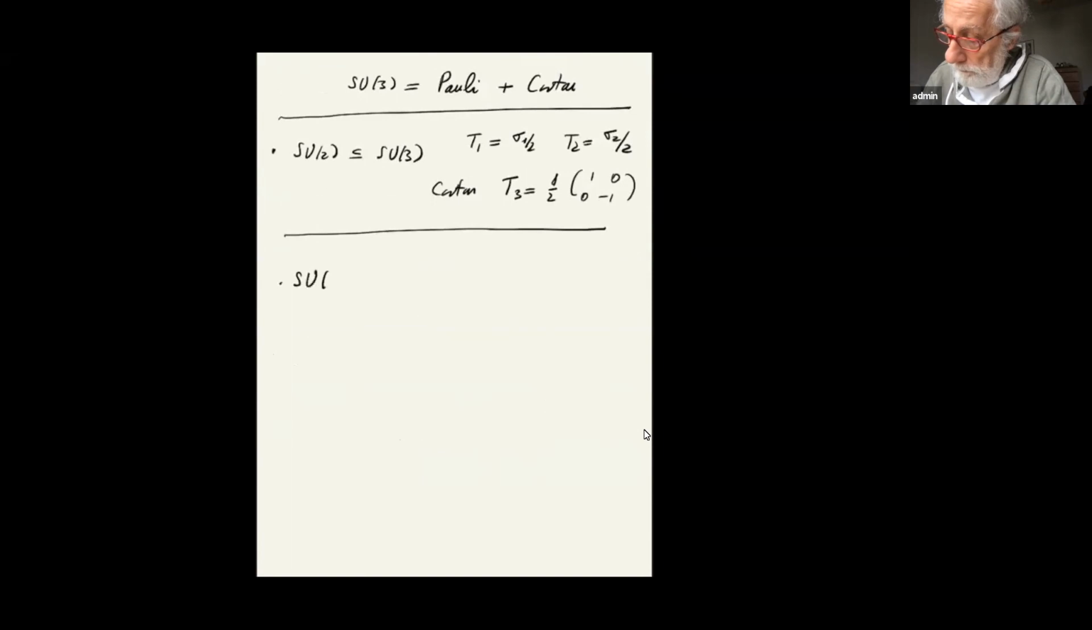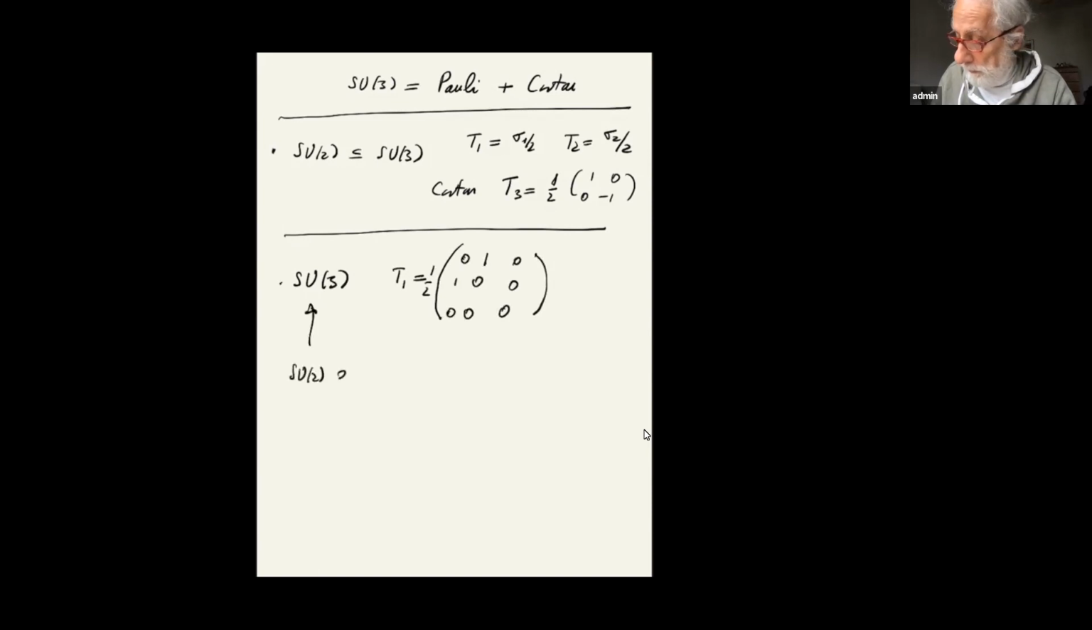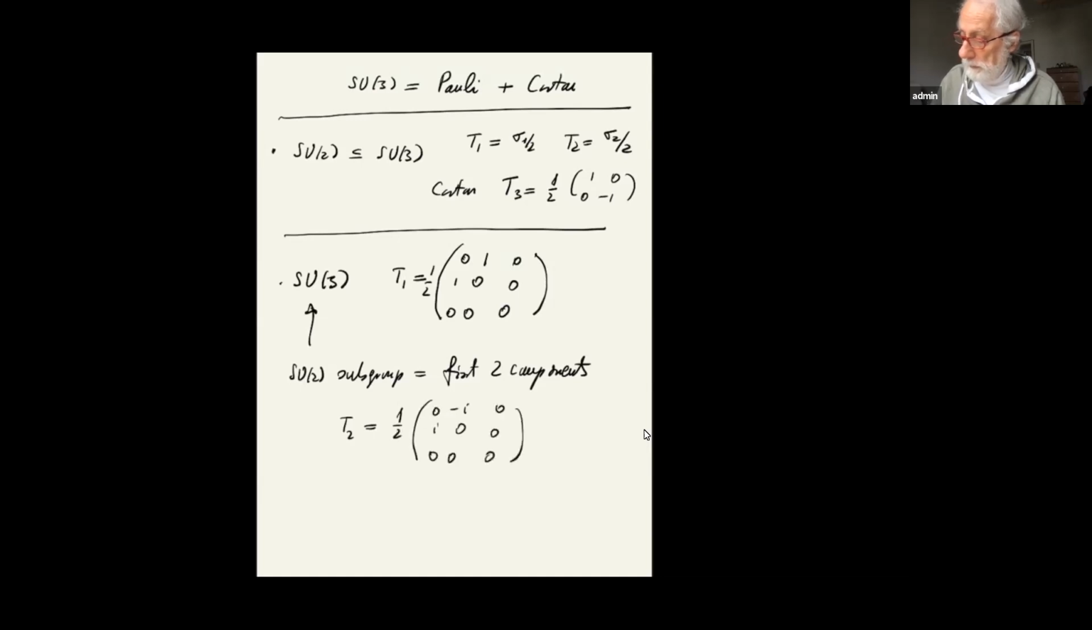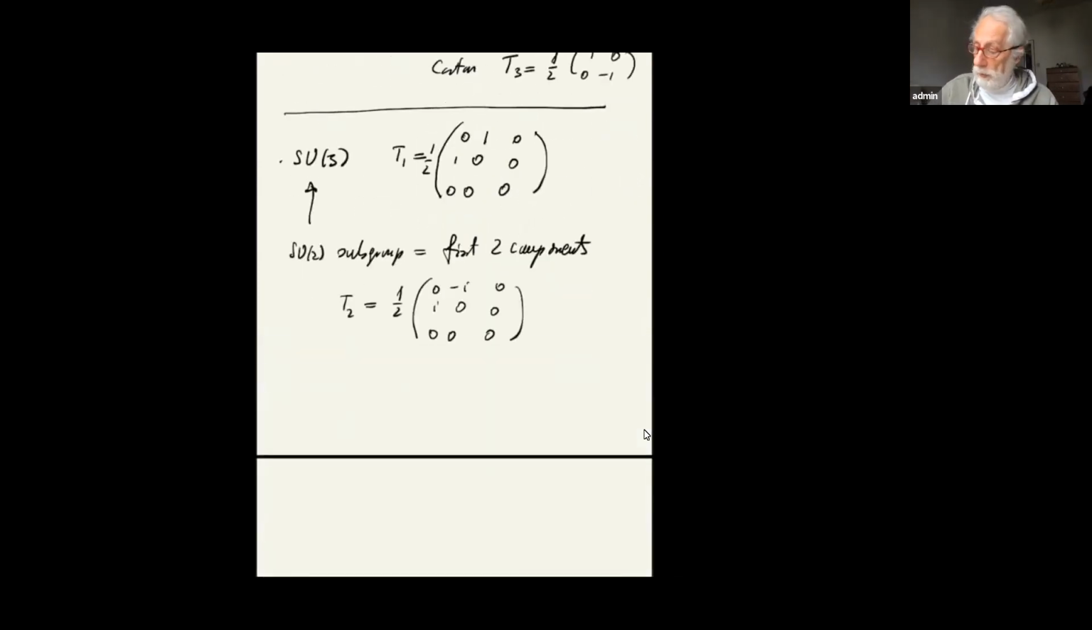So in SU3, I'll start with T1, which will be almost sigma 1. I'll put it because SU2, I've decided. So the SU2 subgroup is the first two components. Then the rest follows. So T2 is 1/2 times 0, minus i, 0, and so on. Since I want to close SU3, I have to put the first member of Cartan. This is in Cartan. And of course, I'll choose it the way I did above. I need to make sure that the first three do SU2. That's my convention with you guys. Everybody else chooses it, okay?